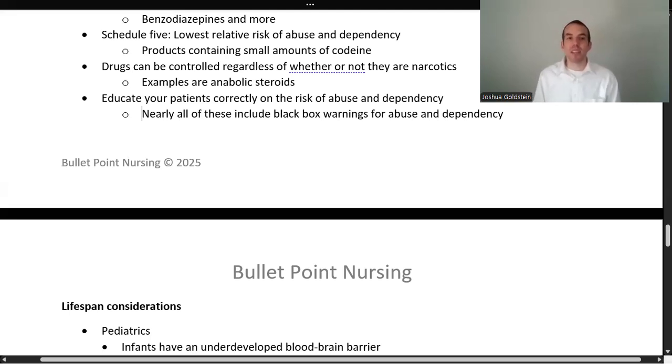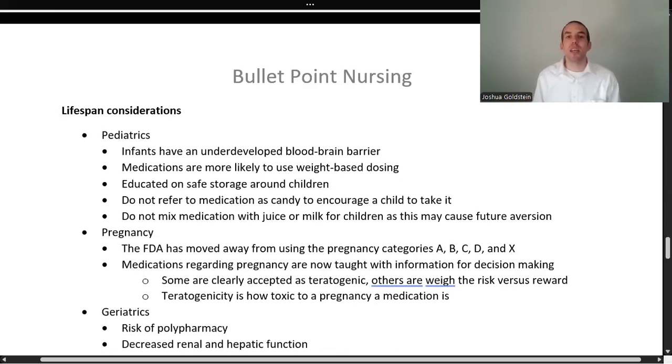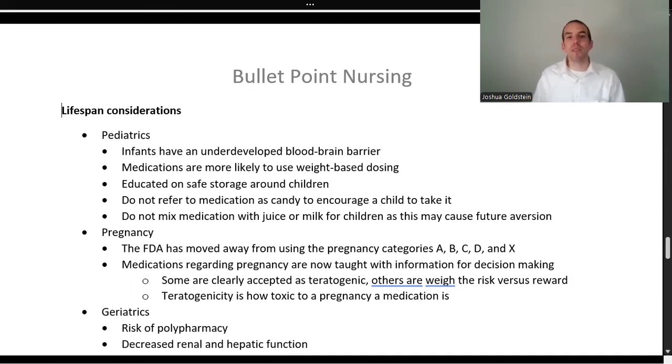Next, finally, we're getting to the last two sections. Let's talk about lifespan considerations. Pediatrics, in infants, they have an underdeveloped blood-brain barrier. So in that patient, they may have a medication that really can harm the brain, but it gets up to the brain because that blood-brain barrier doesn't exist yet. It's not really that relevant to you as an RN because you're not prescribing. However, I do see that on a lot of test banks, and it is in your textbook, all of them. So do make sure you know that.